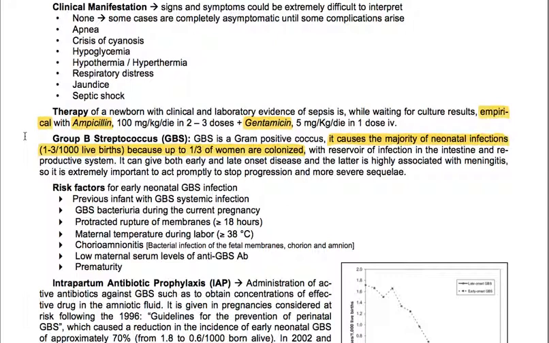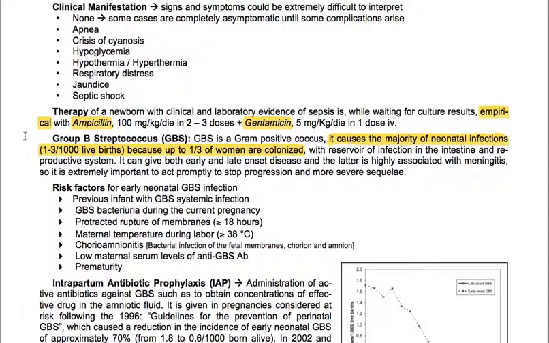Therapy of a newborn with clinical and laboratory evidence of sepsis is, while waiting for culture results, empirical with ampicillin 10 milligrams per kilogram per day in 2-3 doses plus gentamicin 5 milligrams per kilogram per day in 1 dose intravenous.